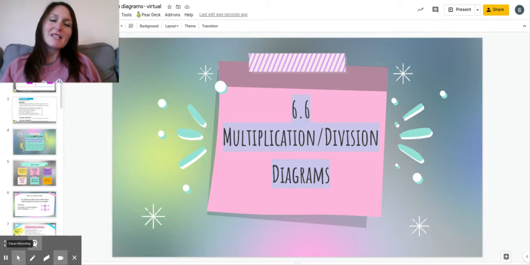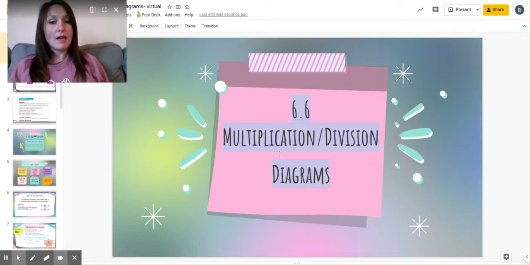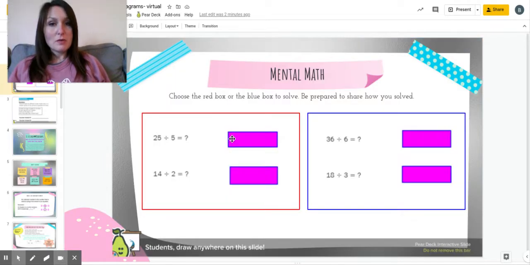Boys and girls. Today we're going to be talking about 6.6, multiplication division diagrams. So we're going to be using diagrams today to help us solve some problems. Before we begin, we always want to start with our mental math.